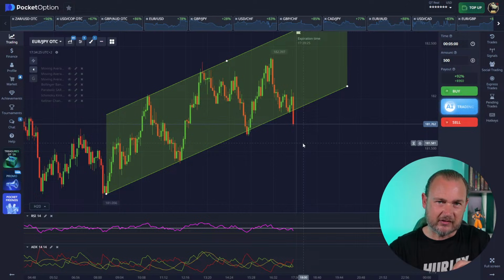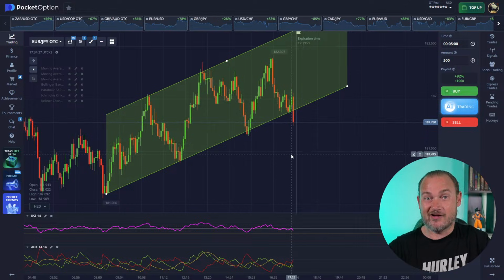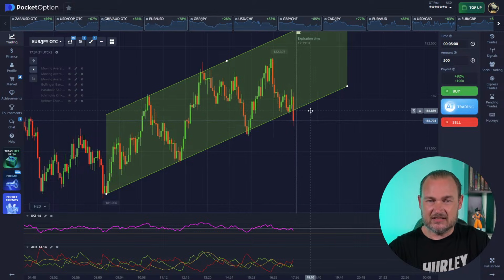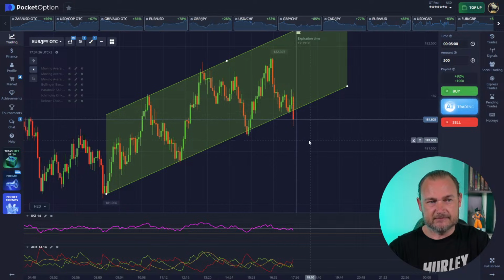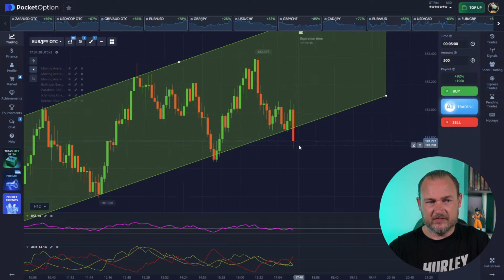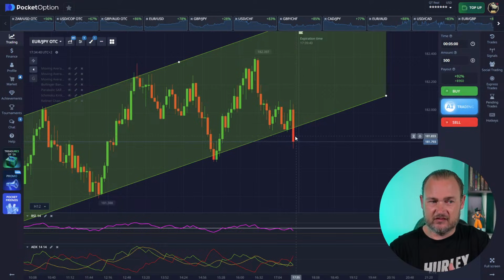Same way we did with the retests of support with the RSI. This is the area where you're going to use the RSI on the retests. You're going to use the RSI to find an entry. So what's going to happen is, again, remember, price can only do one of two things. It can either continue its way down or it can go up. There's nothing else price can do.